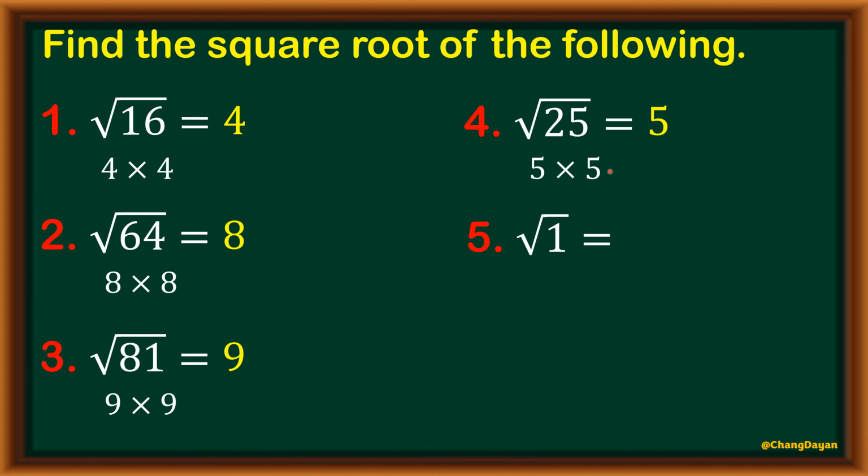Lastly, we have square root of 1. So we multiply 1 by 1. Therefore, we get 1. Square root of 1 is equal to 1.